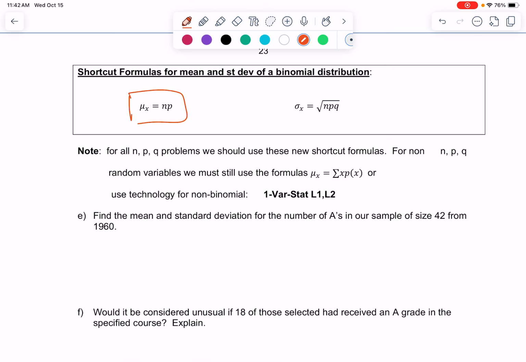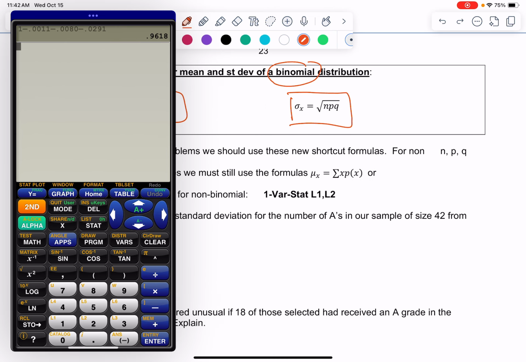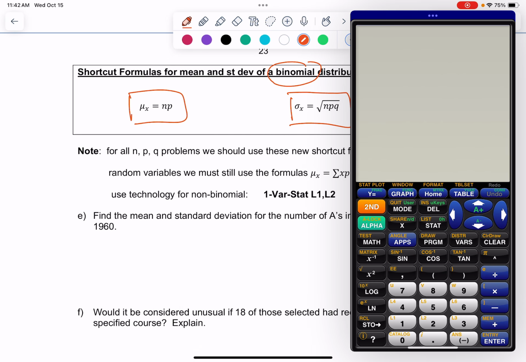They only work for binomial, and I'll show you how they work in this example. If you do not have binomial, you have to do the old method on the calculator using the list. With binomial, we do not have to use the list. So that is a nice little shortcut. So let's find the mean and standard deviation.